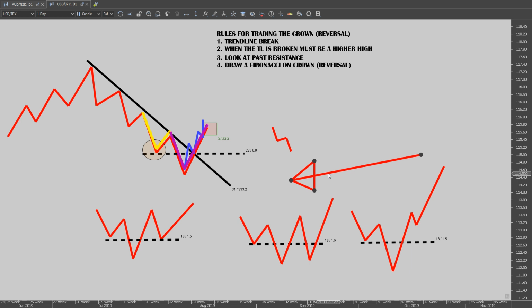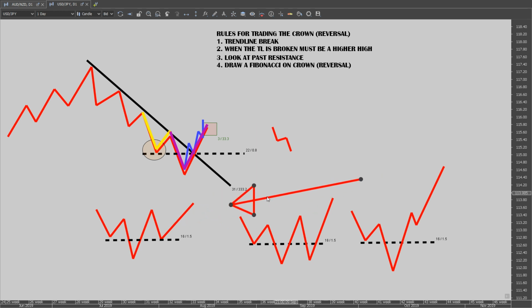Stoyan is asking, what about monitoring the price retracing to the past resistance, which is now support? What do you think, Stoyan? What do you think?